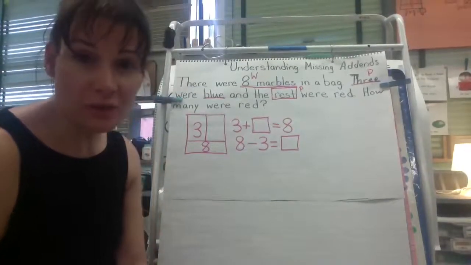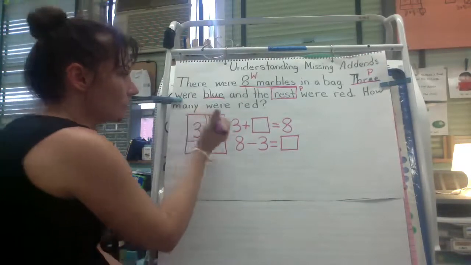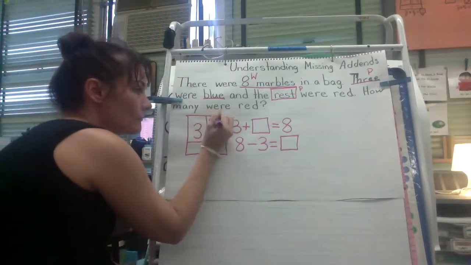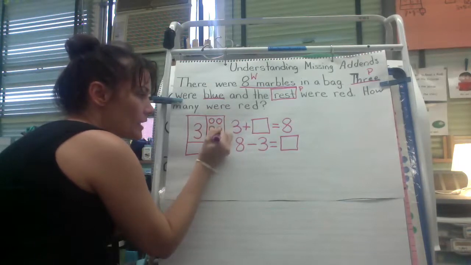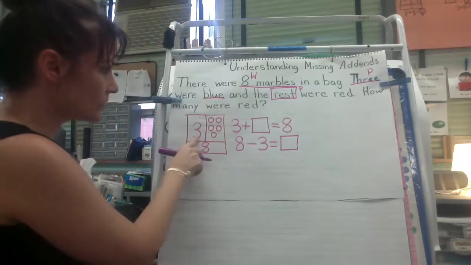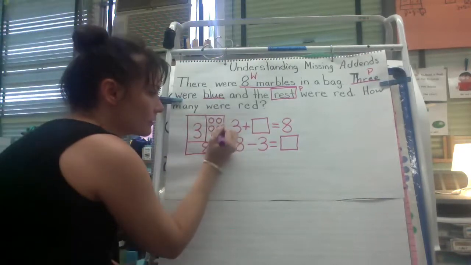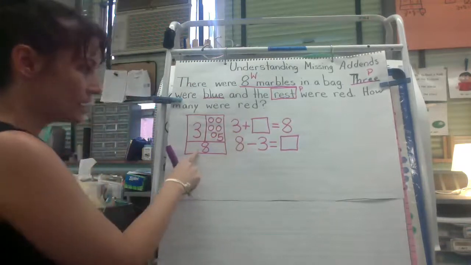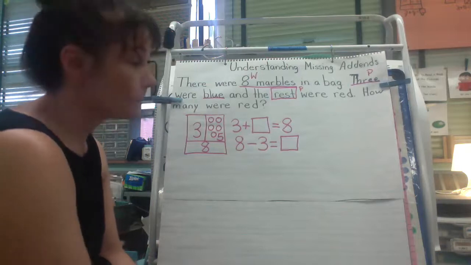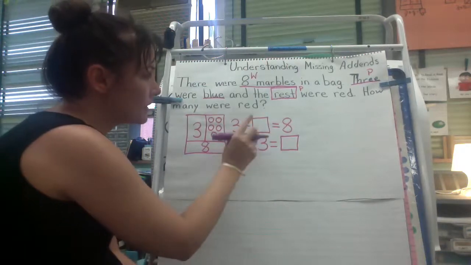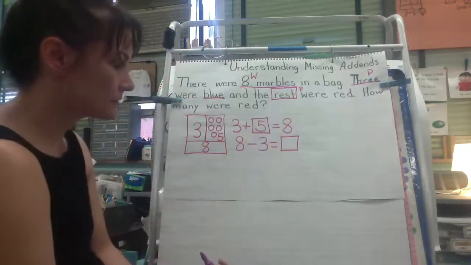So I would show that if I draw it with 3, 4, 5, 6, 7, 8. And I can see that 3 plus 1, 2, 3, 4, 5 equals 8. So that's going to help me solve my part whole model. 3 plus 5 equals 8.